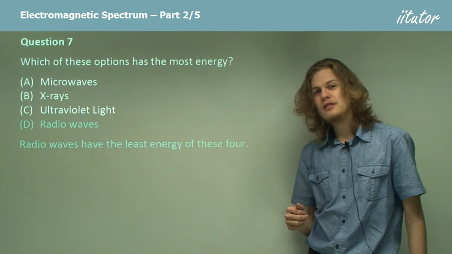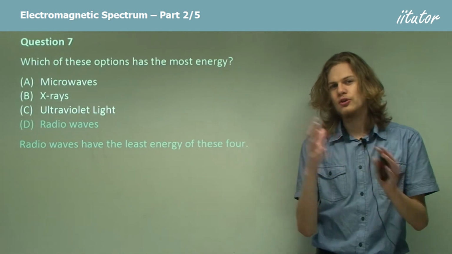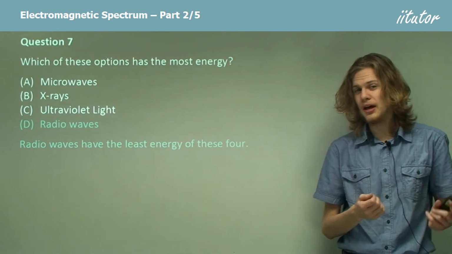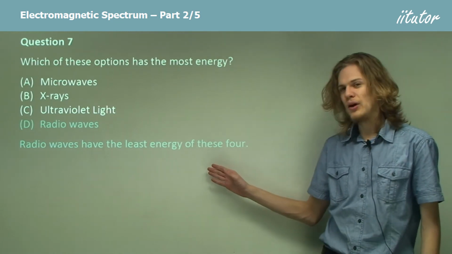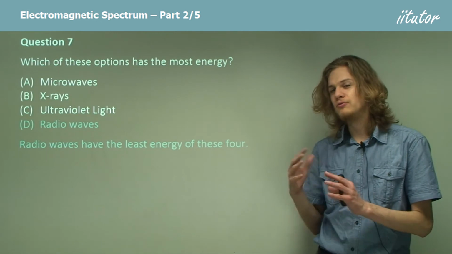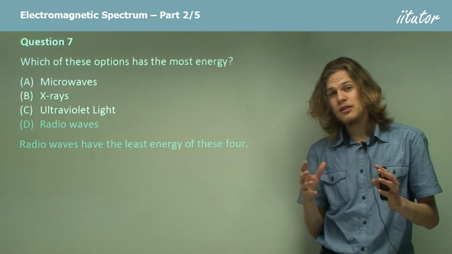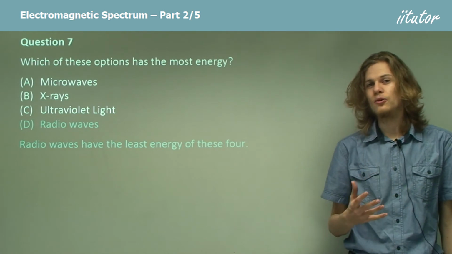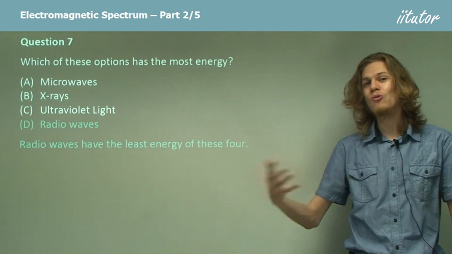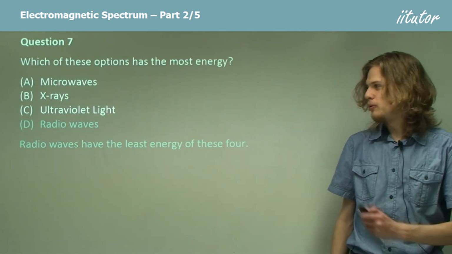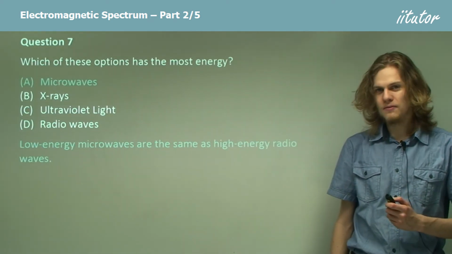Now it turns out that anything below a certain frequency or above a certain wavelength, if you want to put it like that, is counted as a radio wave. So these have the least energy because they have the least frequency. Anything with a wavelength of more than a few centimeters is classified as a radio wave, no matter how long its wavelength may be. Alright, the next most powerful is microwaves.